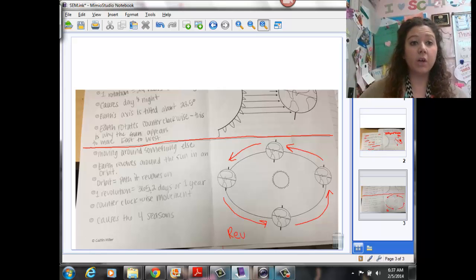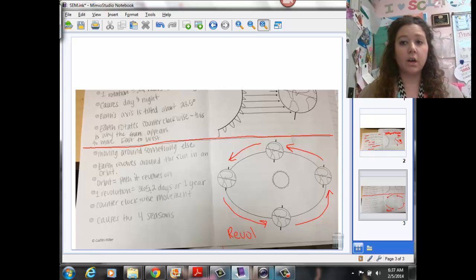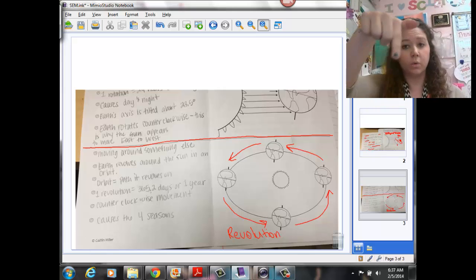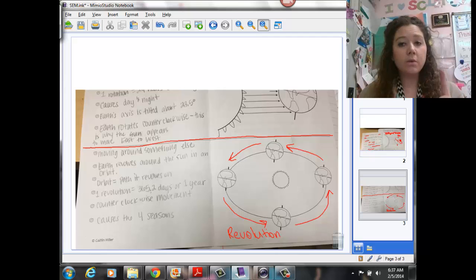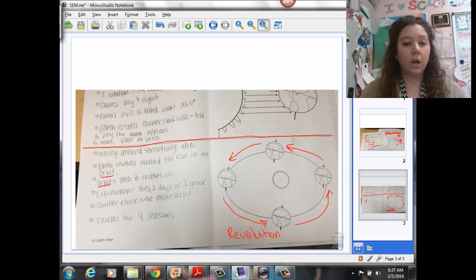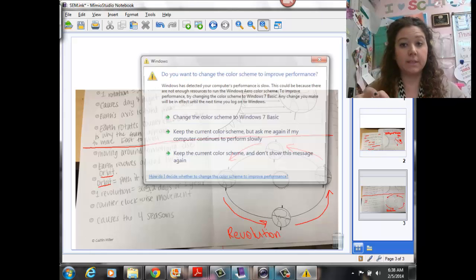So when we talk about revolving, we talk about going all the way around the sun. It's moving around something, just like you moved around your stool. And when the Earth is revolving, it goes in a certain path. That pathway is called its orbit. So when we talk about revolution, we need to keep that word orbit in mind. Revolution and orbit go together. The Earth follows a certain orbit around the sun due to that gravitational pull from the sun.